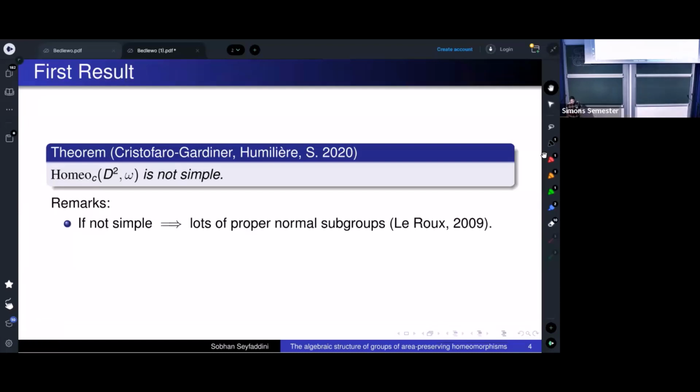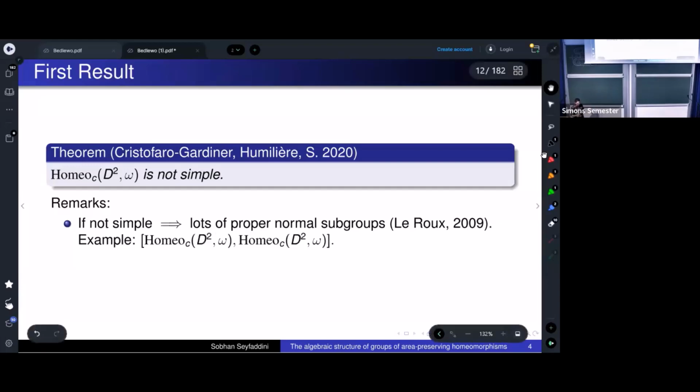Right, so in around 2009, Frédéric Leroux showed that assuming the group is not simple, then it has infinitely many proper normal subgroups, and he obtains them through a very beautiful construction. Now, I can give you an example of a proper normal subgroup. Here's one. The commutator subgroup turns out to be a proper subgroup.